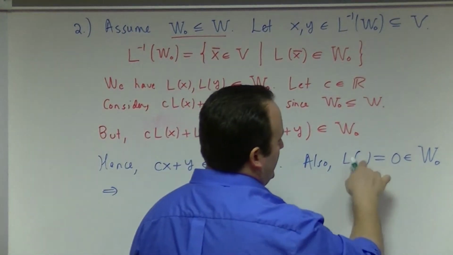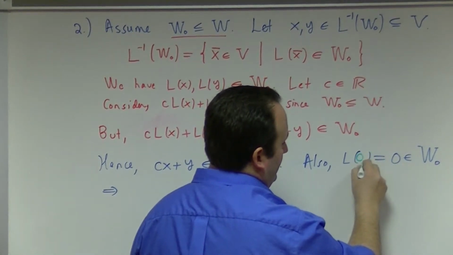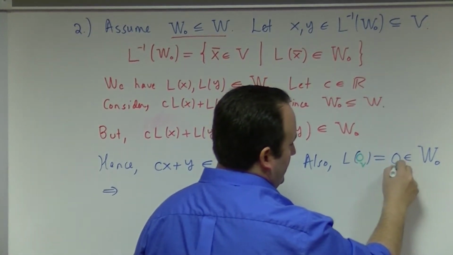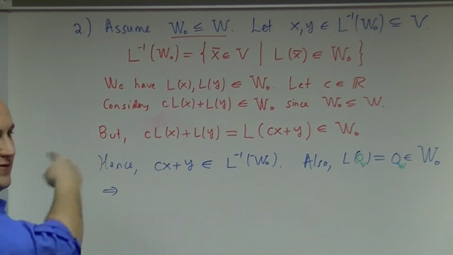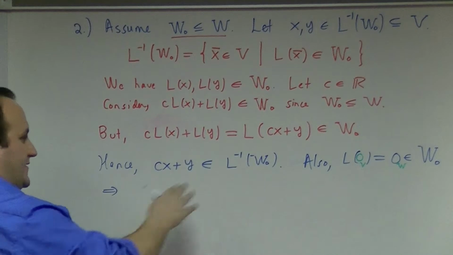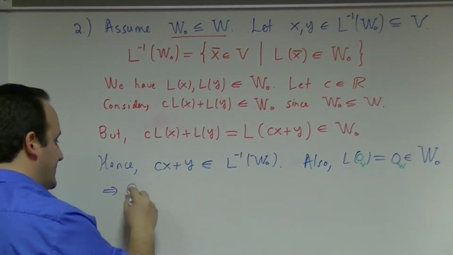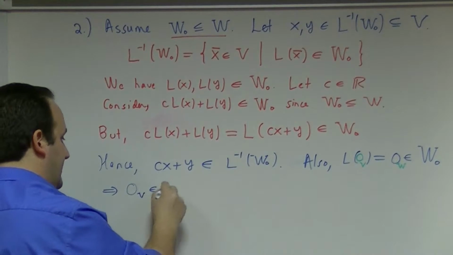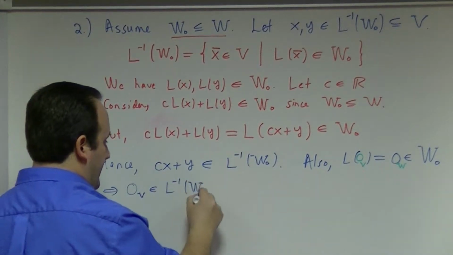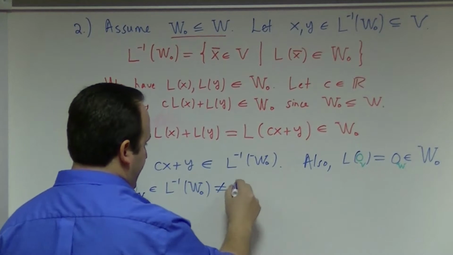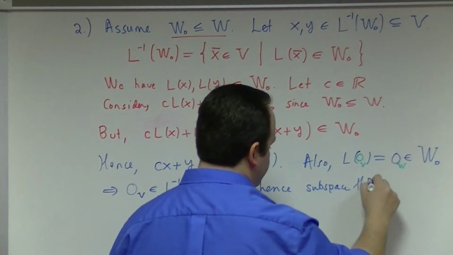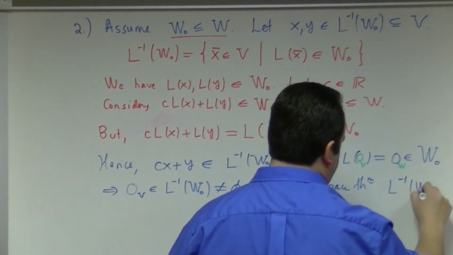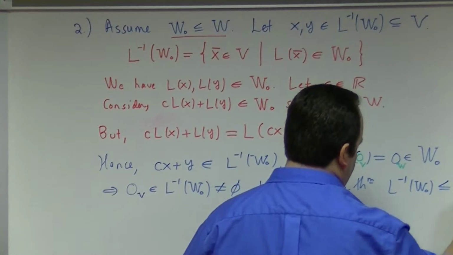Okay, fine, to make this a little bit more clear, this is 0 in V, right? This 0 over here is the 0 in W. We're not talking about the same 0 necessarily. But the zeros are there because they're subspaces, the first thing we proved today. That's how I know that's true. So that shows that 0_V is an element of the inverse image of W naught, which thus is non-empty, right? Hence by the subspace theorem, L inverse of W naught is a subspace of V.